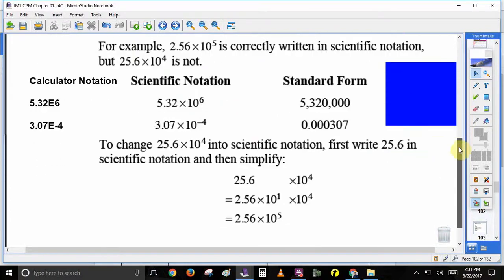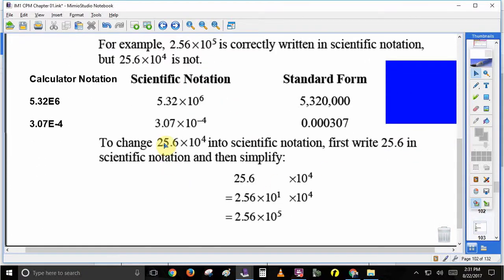Sometimes you'll be given a number, like in the example above, that's not quite in scientific notation, so it's 25.6 times 10 to the fourth. So that decimal's in the wrong place. The way that they suggest you fix that is to take the 25.6, separate it from the 10 to the fourth the way they've done here, and then rewrite 25.6 in scientific notation. So if I want to write 25.6 in scientific notation, I need to move the decimal 1 to the left. So I'm going to make this number smaller.